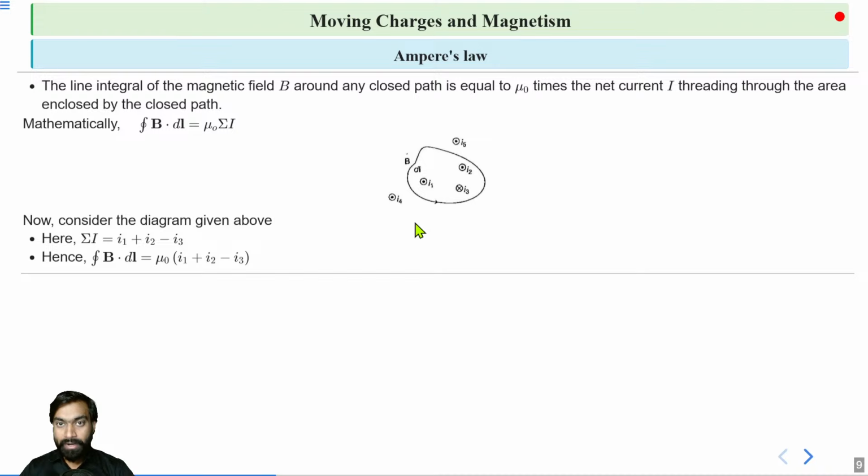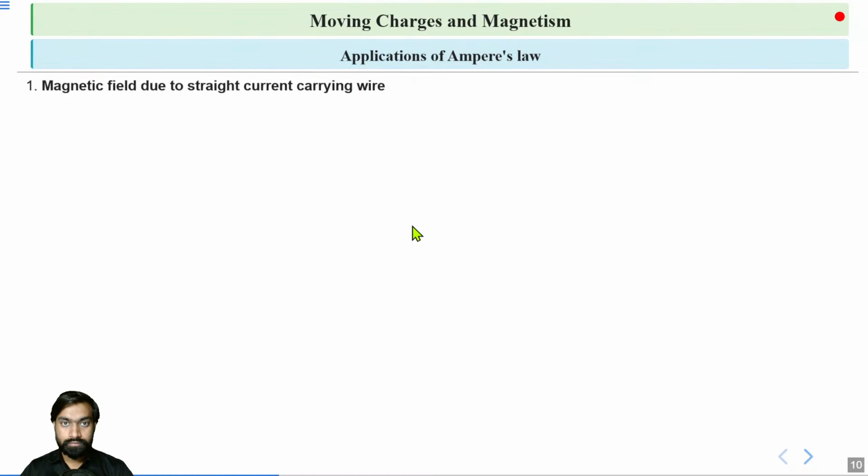So applying Ampere's law, the line integral of B around the closed path, closed integration B dot dl, is equal to mu naught times (I1 plus I2 minus I3). Now we will discuss applications of Ampere's law. First we will discuss magnetic field due to a straight current carrying wire.